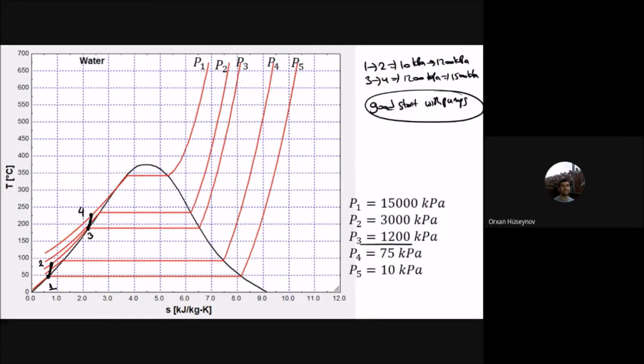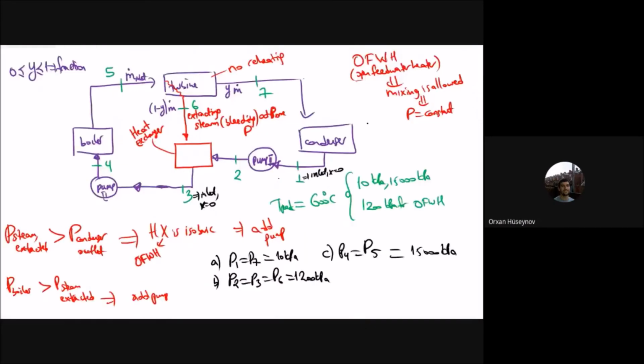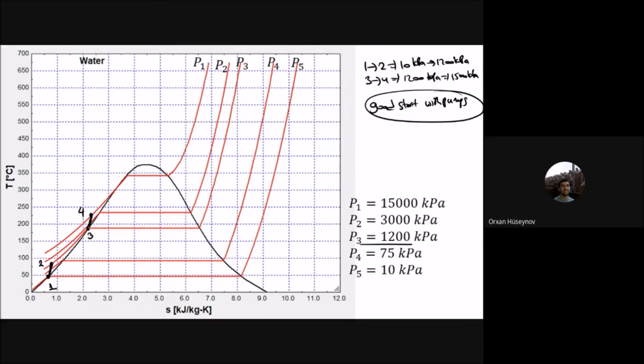Okay, because pumps are the easiest ones. At the inlet of the pump, you should have 0 quality. It should be isentropic. It should go to another state in an isentropic manner. The pumps are the easiest ones to start with for the TS diagram of these cycles.